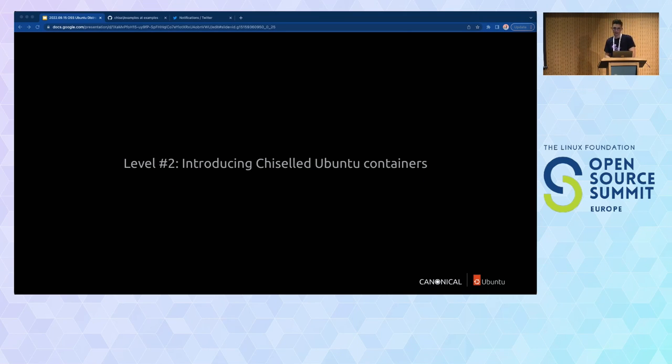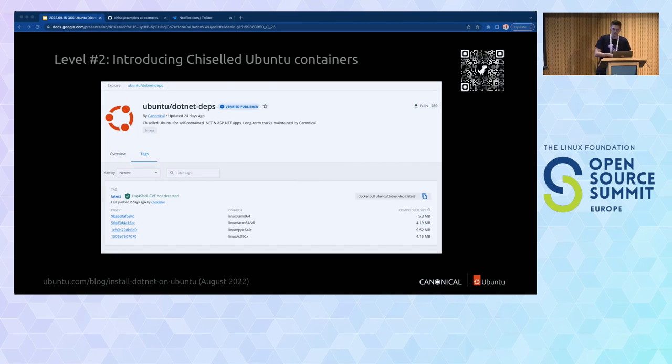So now, that's where the presentation forks from the one that was originally planned in Austin. In Austin, we would have done a hands-on session. Now we are going to the chiseled Ubuntu containers discussion that I promised. So in the meantime, we released this new thing that we call chiseled Ubuntu container images. And the only one we have made public for now is available on Docker Hub and on MCR, because it was a partnership with Microsoft, with the .NET team at Microsoft in particular.